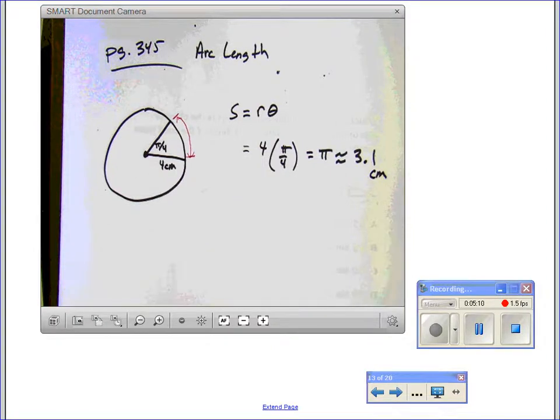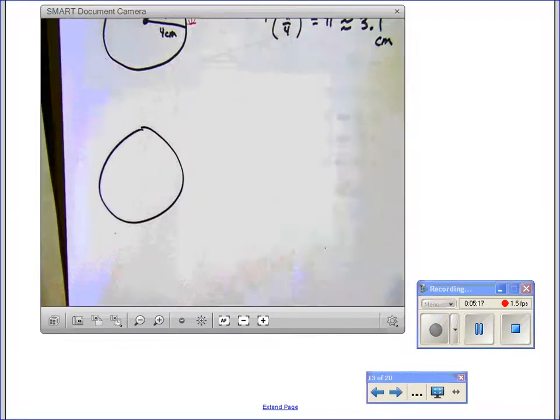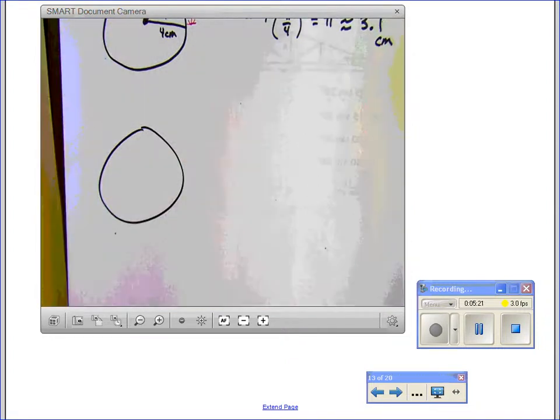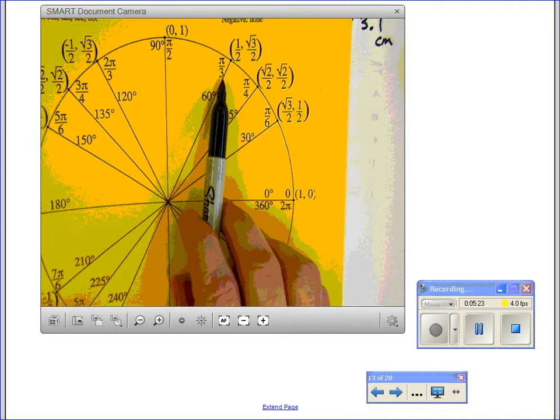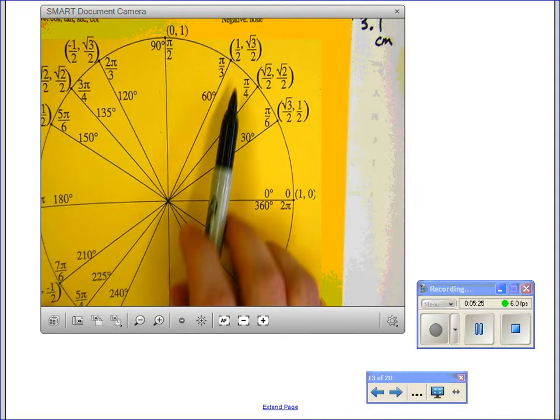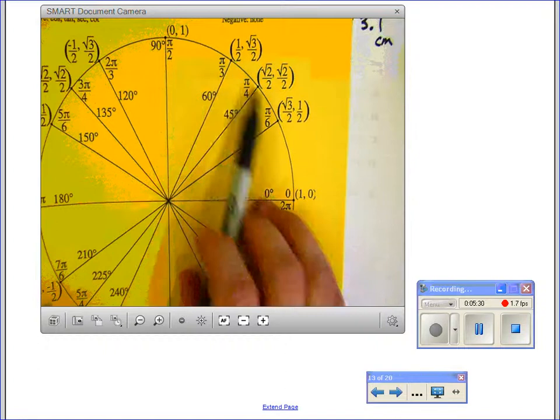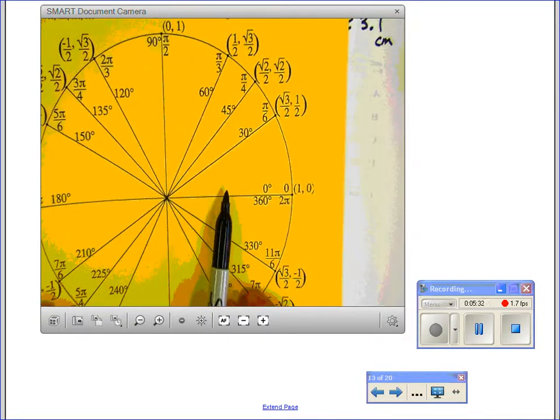Now, let's look at one. Let's do this one. All right, let's say, oh, and by the way, let's look back at this. Do you see how the length here from 0 to pi over 3 is actually a length too? Because again, what's the radius?